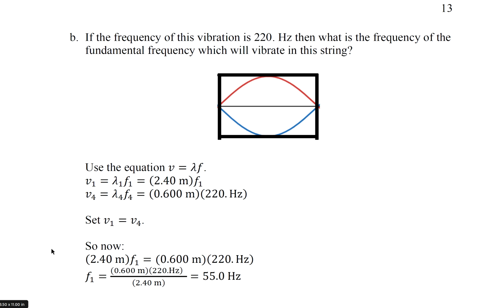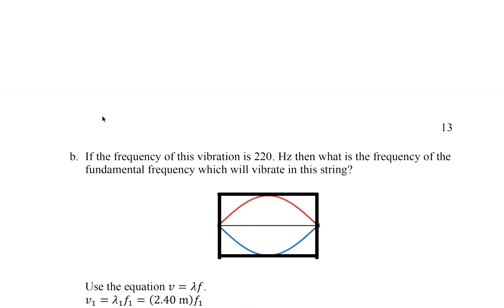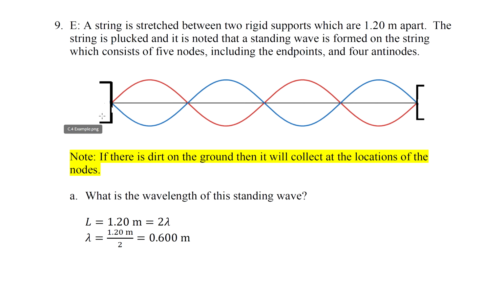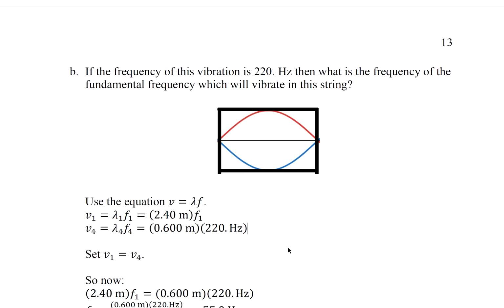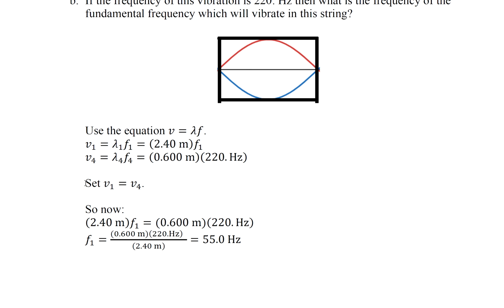Part B, if the frequency of this vibration is 220 hertz, then what is the frequency of the fundamental frequency which will vibrate in the string? So use the equation V equals lambda F. Lambda 1 F1 is equal to this. And lambda 4 F4 is equal to this, which we knew previously from this part. So set V1 equal to V4 and solve for F1.